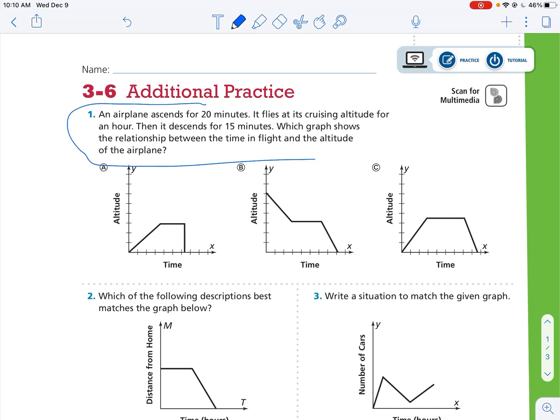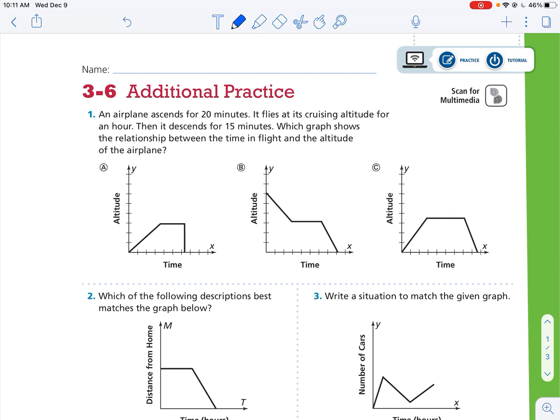So first one here. An airplane ascends, that means going up, for 20 minutes. It flies at its cruising altitude for an hour, then descends for 15 minutes. Which graph shows the relationship between time in flight and altitude? So you see here, all these say altitude. That means height above sea level, or above the ground. And then you've got time here horizontally. So as time progresses, what happens to our airplane?